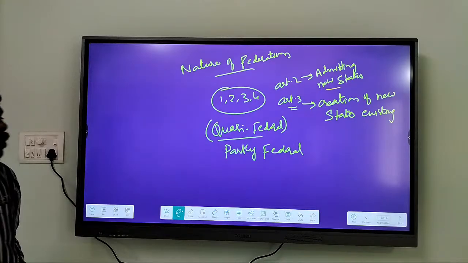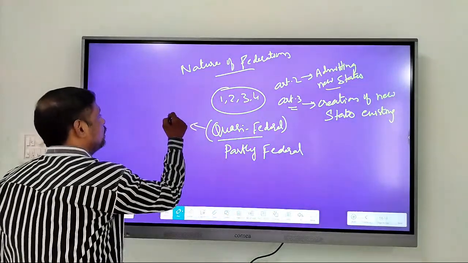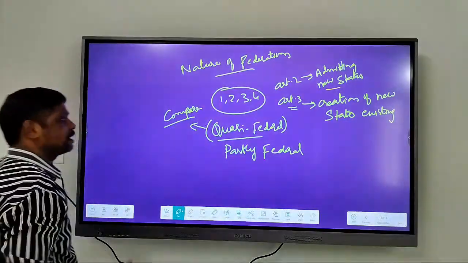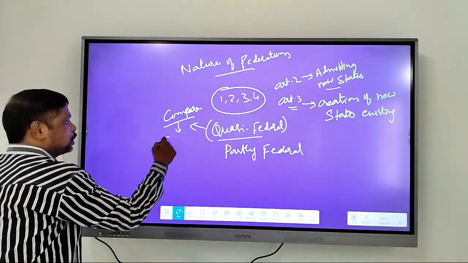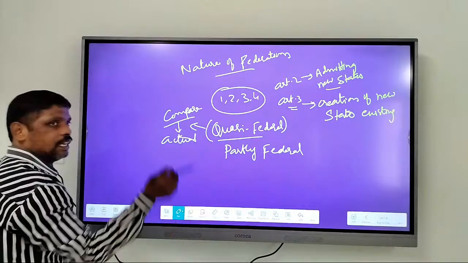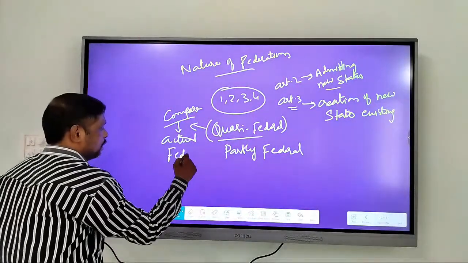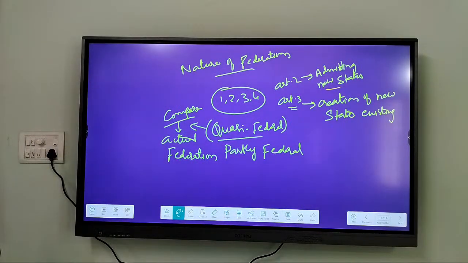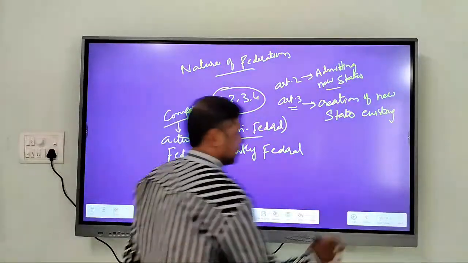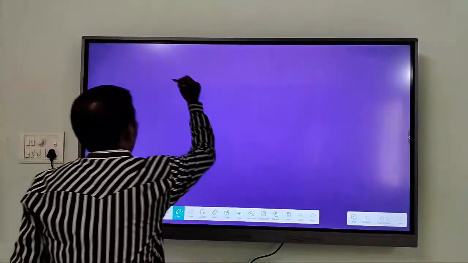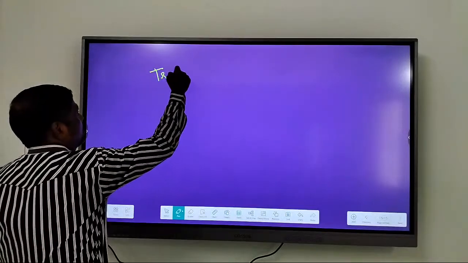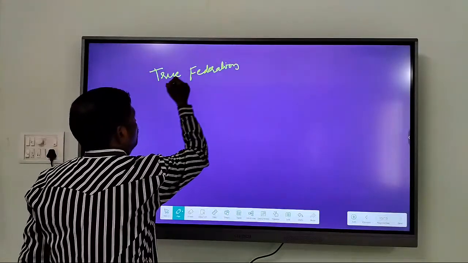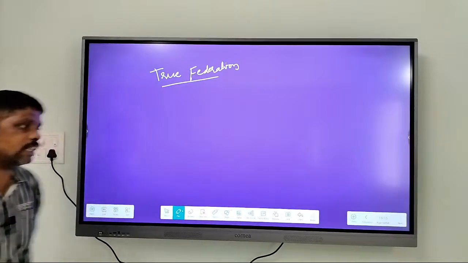We will come to know only when we compare the Indian system with the actual federation. Alright. So let us try to understand the features of a pure federation. Then we will compare it with a true federation or a pure federation.